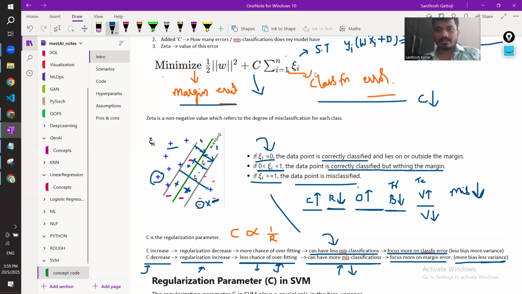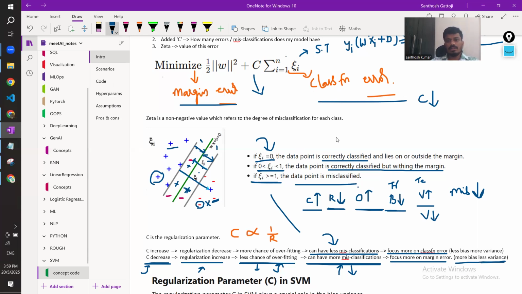If you're having more misclassifications, the classification error is getting ignored. With C decreasing, I'm having more misclassification. More misclassifications means this error, the classification error, I'm having more. That means the distances, this zeta, is greater than one, right? So these points are increasing, and also these points are increasing a bit.